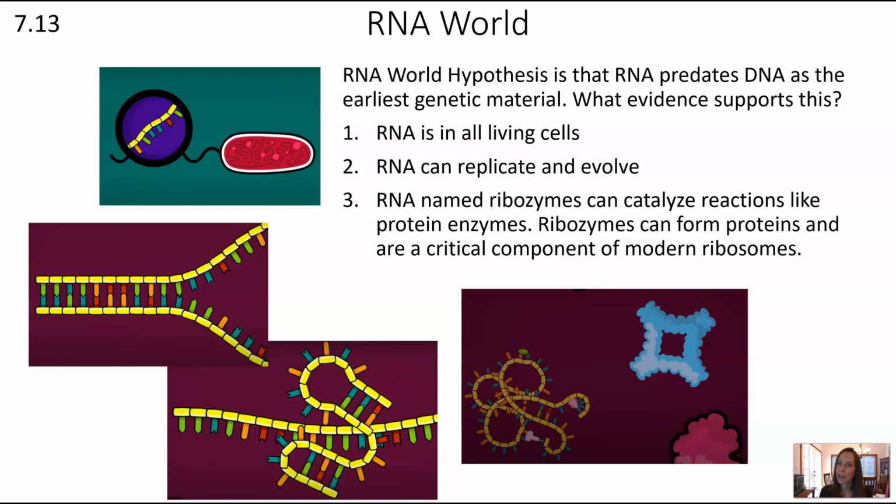So RNA can take care of all of these basic processes. They are in all living cells, they can replicate, they can evolve, and they can catalyze reactions, which is evidence that these have been around for a long, long time. So that's it for this video, covering a whole bunch of sections of Unit 7, and reminder, Unit 7 is natural selection.